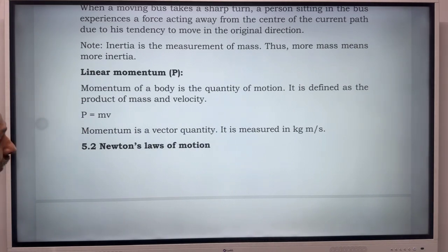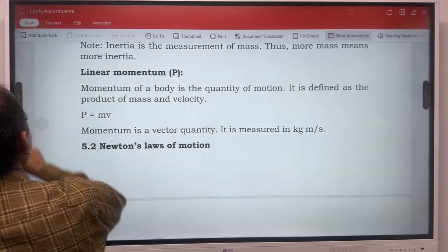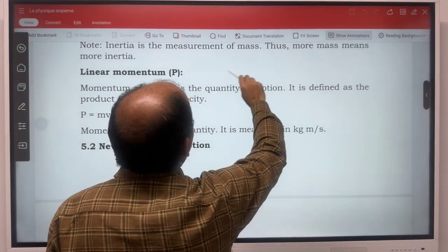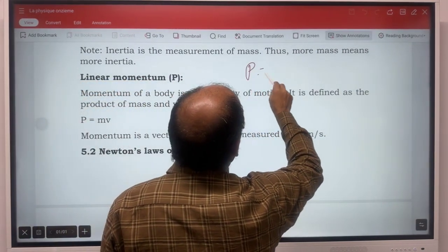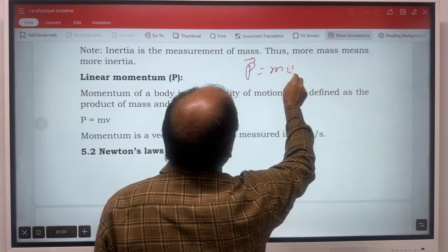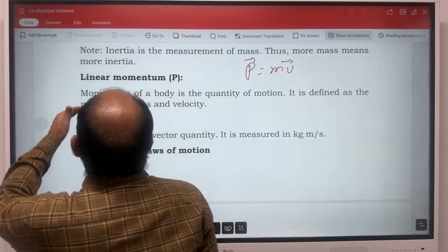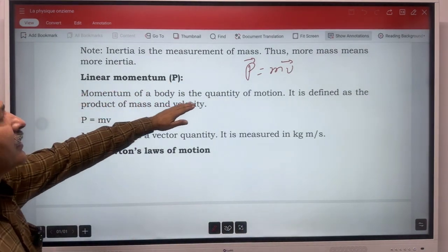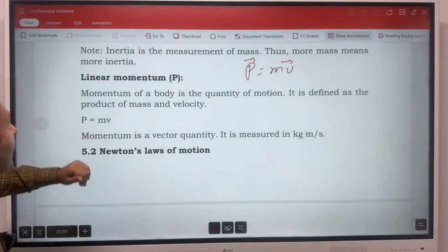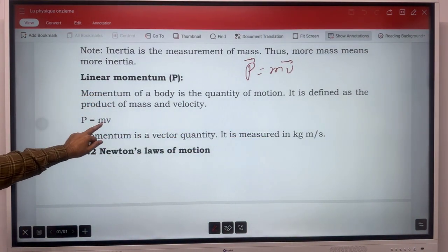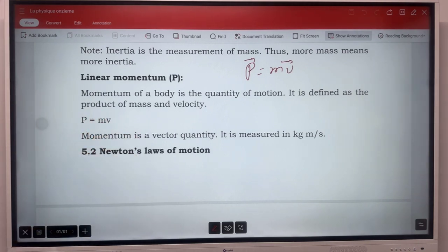Now, the next term is momentum. If you remember, momentum P is given by P equal to mv, mass into velocity. P is mv, and it is a vector quantity. So P is a vector, v is also a vector. Here the definition is given: momentum of a body is the quantity of motion. It is defined as the product of mass and velocity, P equal to mv. For the unit, mass is measured in kg and velocity in meter per second, so kg meter per second.